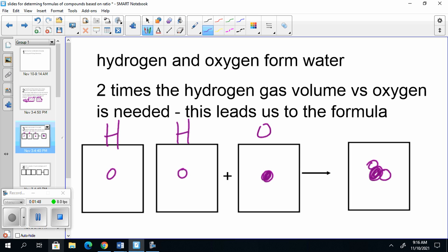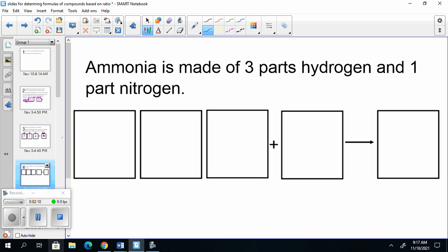Each of these has their own unique properties. Hydrogen has its own unique properties, and oxygen has different unique properties, but when they come together, they form a new compound, and that compound has a fixed ratio, and it has different properties than either of the originals. Okay, so there is our formula. Let's try it with something else.